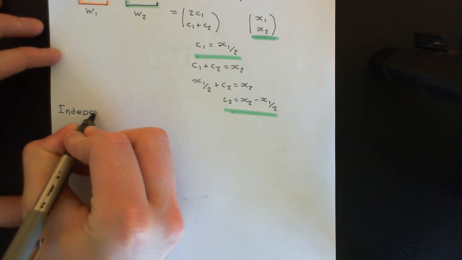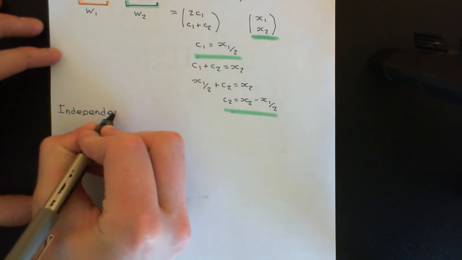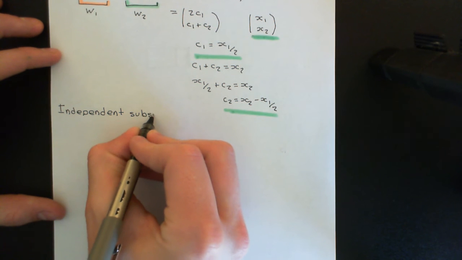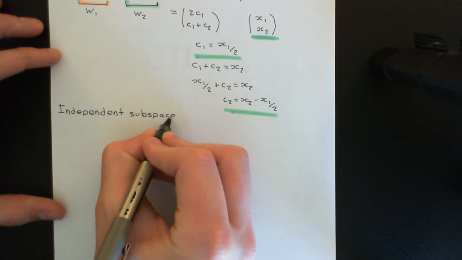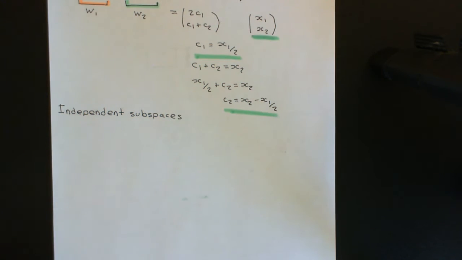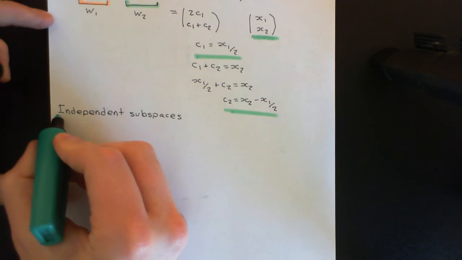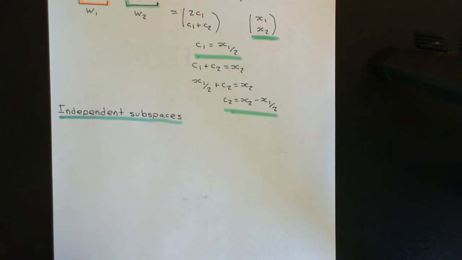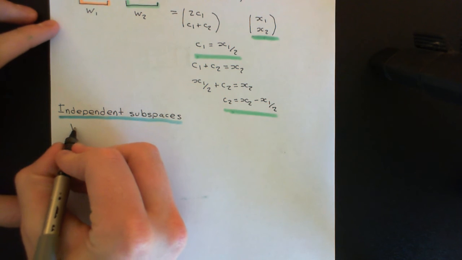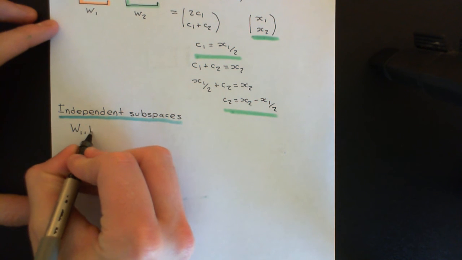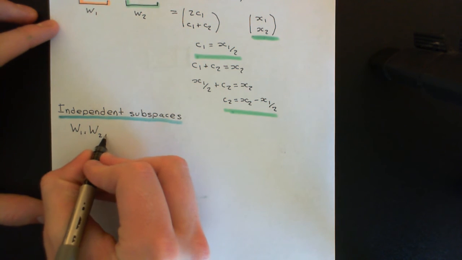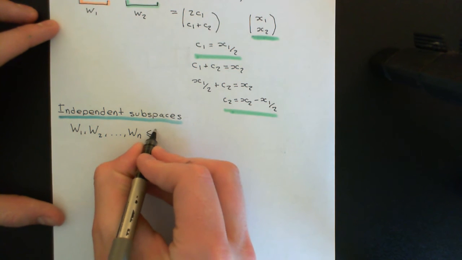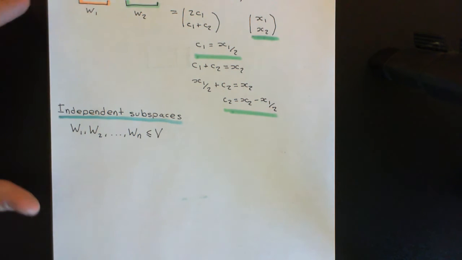The definition of independent subspaces is very much tied in with the definition of the sum of a bunch of subspaces. Let me write this out. First I'll underline independent subspaces in turquoise here. Once again we have a bunch of subspaces, capital W1, capital W2, all the way up to capital Wn, and these are all subspaces of the vector space capital V.